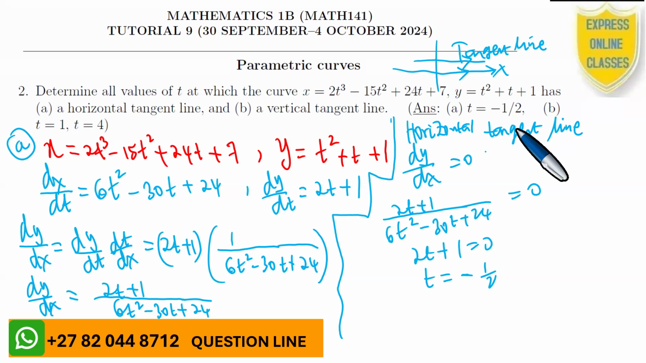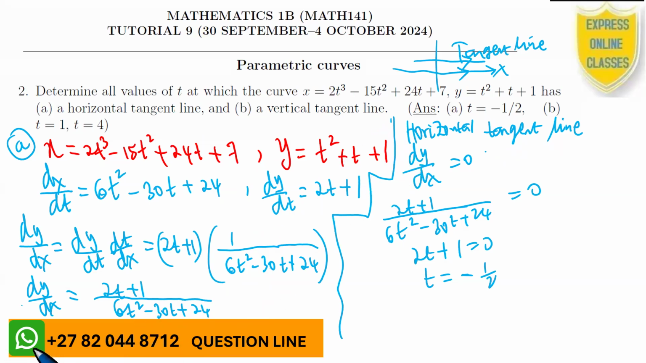Now, there are certain things that we need to take into account, and they already follow. Let's look at the next question. The next question is part B, where we have a vertical tangent line.